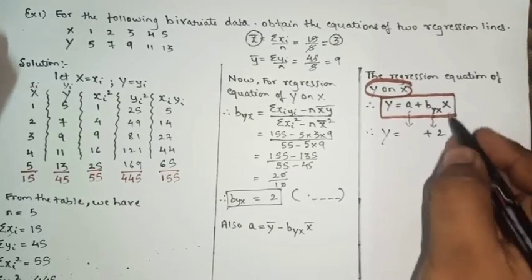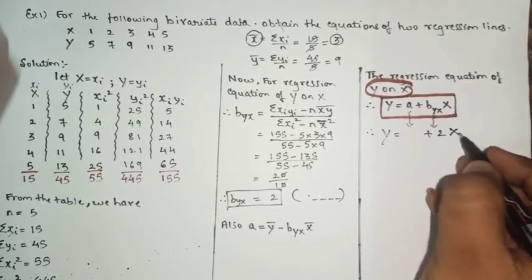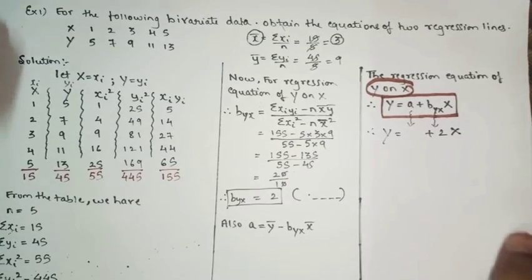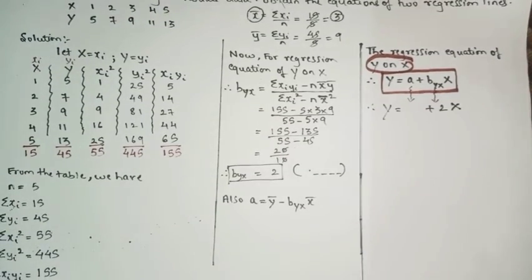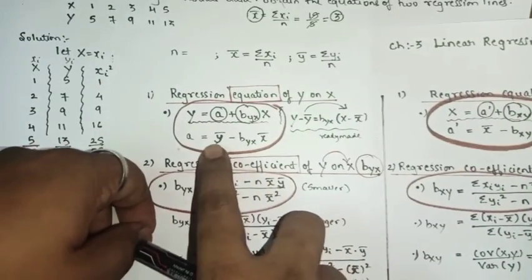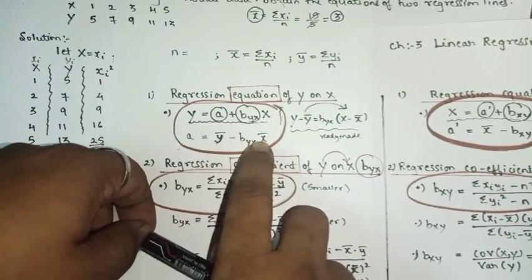After that, here we got byx as 2, and x will be the same. So now we'll find a. For a, we have the formula, yes or no? That is y mean minus byx into x mean.